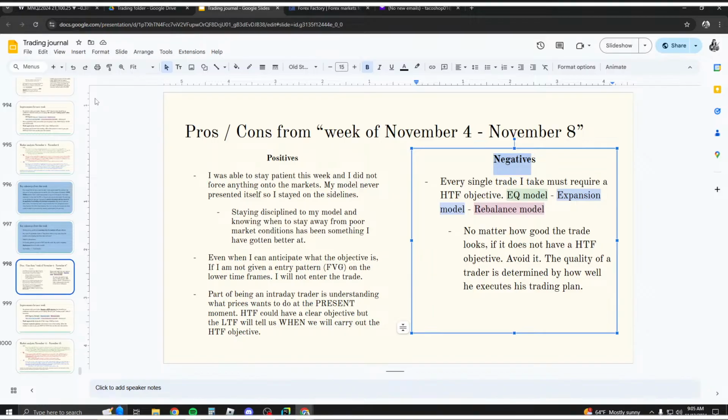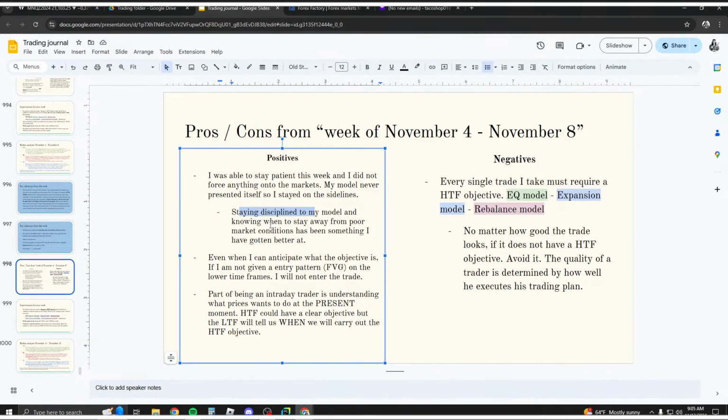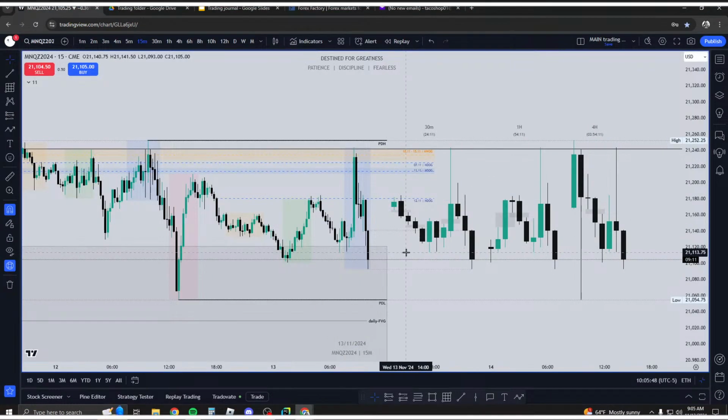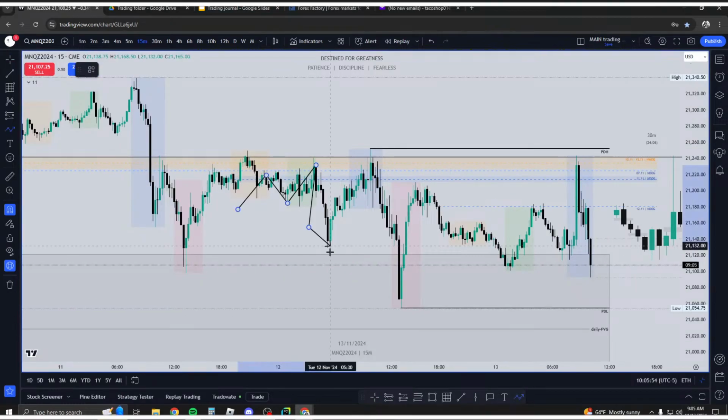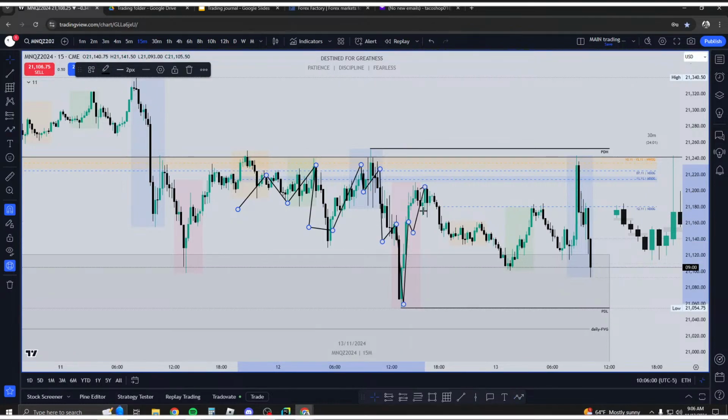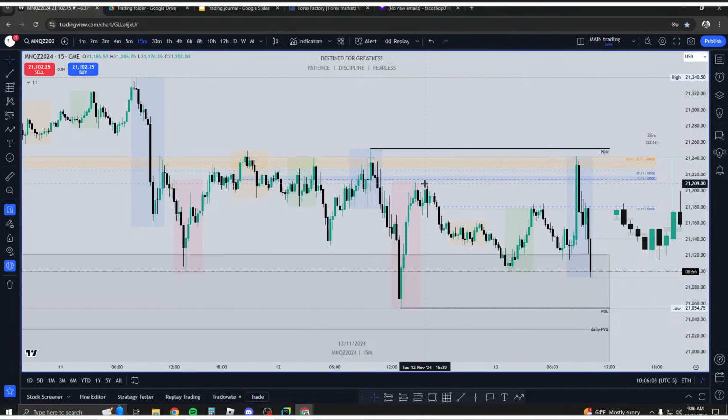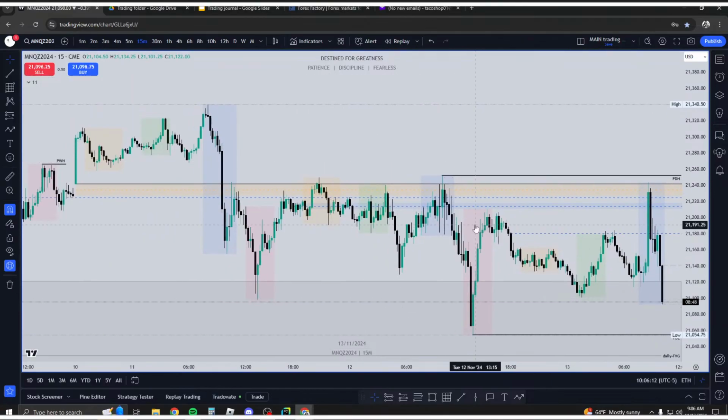And that's what I am. I'm sitting and waiting for an opportunity for me to take. Staying disciplined to your model and not executing anything else besides your model, and knowing when to stay away from poor market conditions. So poor market conditions are like this. To be honest, yesterday's price action wasn't that terrible. It just was very slow, very back and forth majority of the initial first part of the New York AM session.